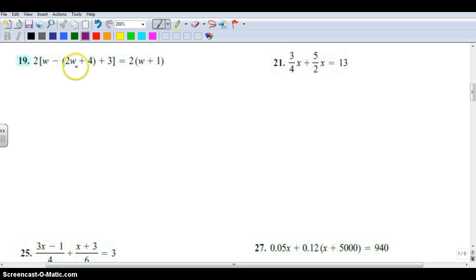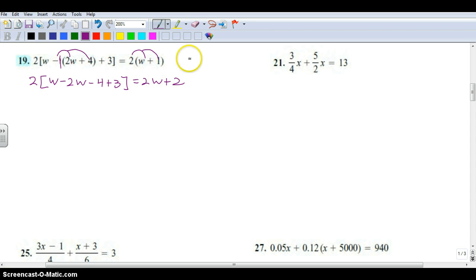So here, you work the inside of the brackets first. So there's an understood -1 right here. So when you distribute this, it's going to change those signs. So the 2 is still here. And then we have w minus 2w minus 4 plus 3. Distribute the 2.